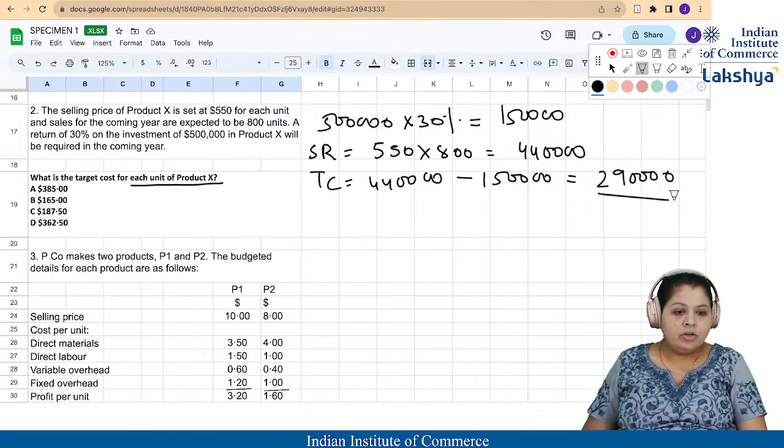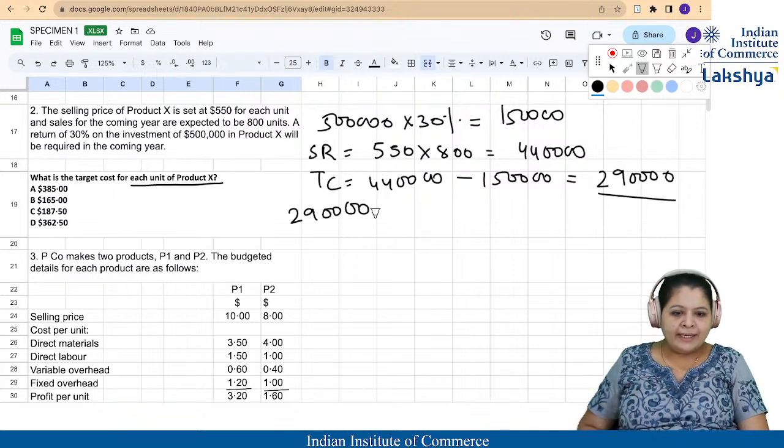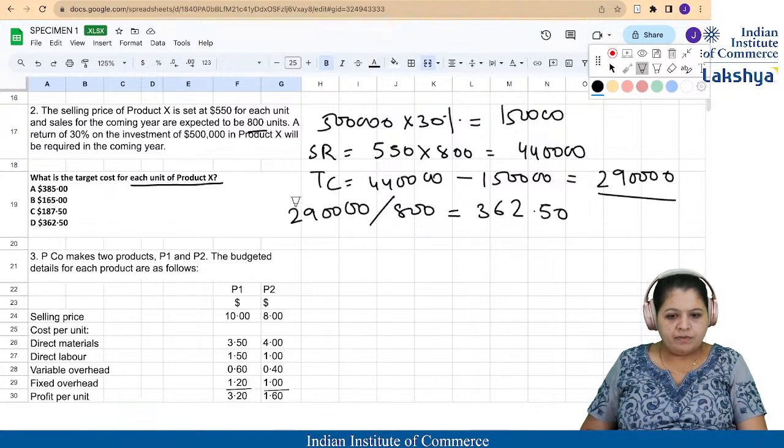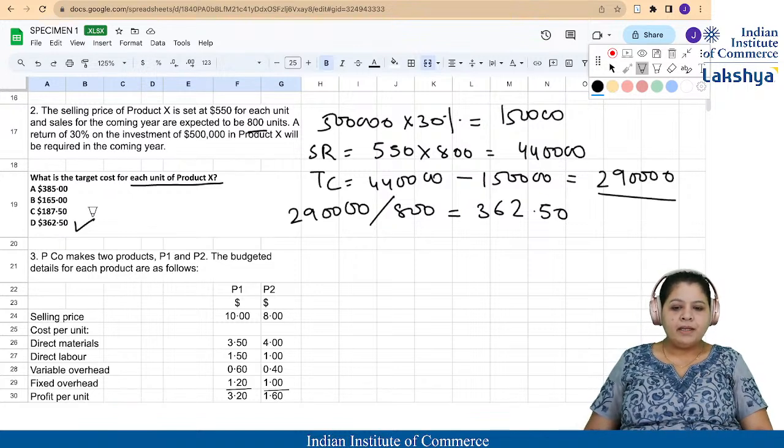this is your total cost. You need to divide it by the number of units. So what will you do? 2,90,000 divided by the number of units. How many units do they have? 800. So I'm going to divide that by 800 and get my value, which is 362.50, which is your answer.